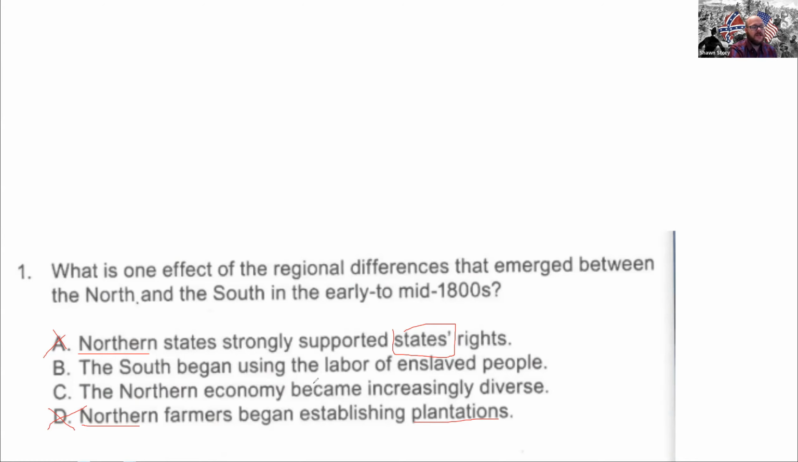The South began using labor of enslaved Africans, and the North economy became increasingly diverse. The phrase that sticks out to me here is "began using enslaved people." Did they begin using enslaved people in the 1800s, or was it something that was already going on? What was our big change? What was that regional difference? What caused that big regional difference?